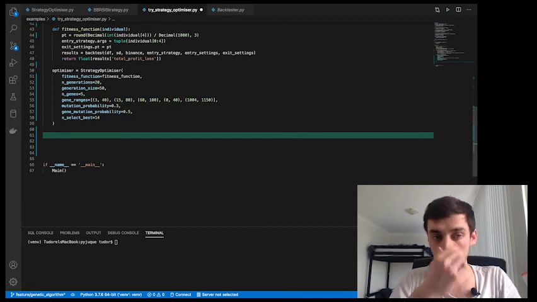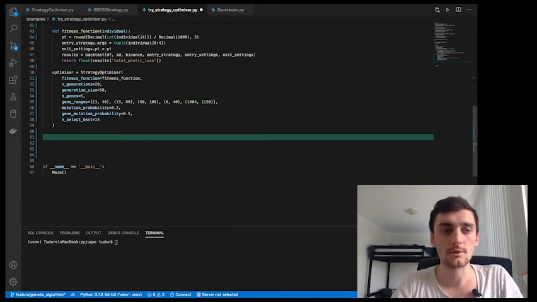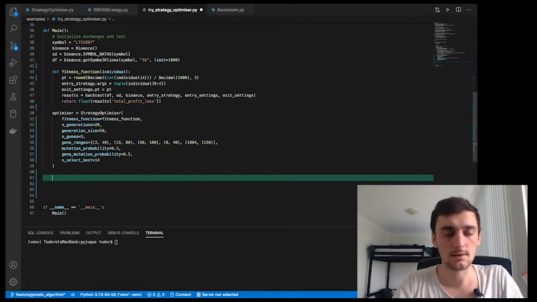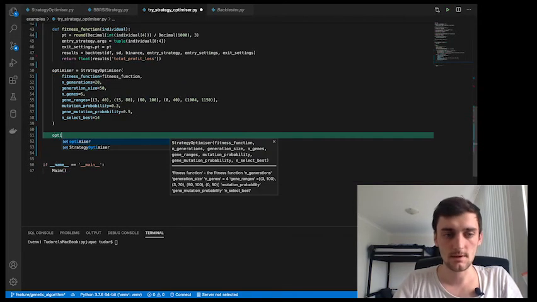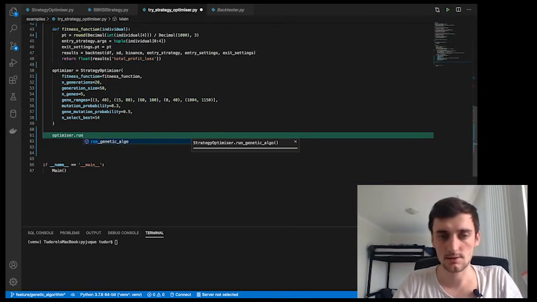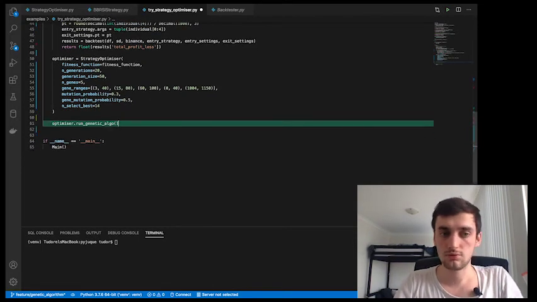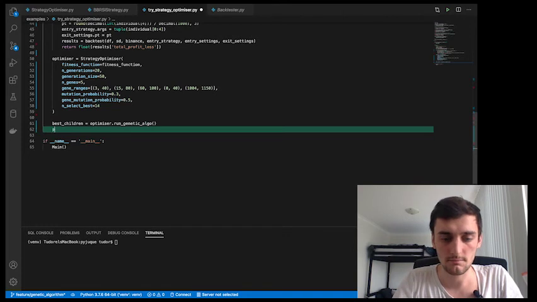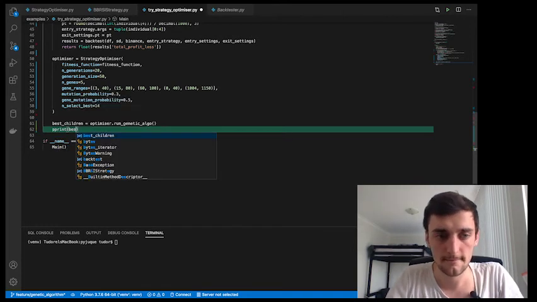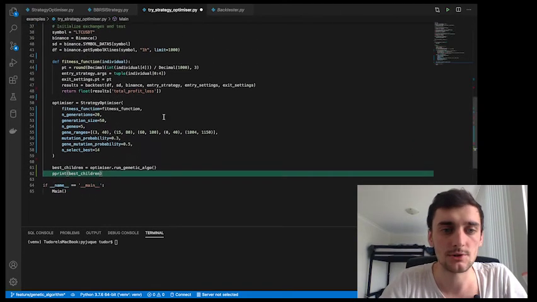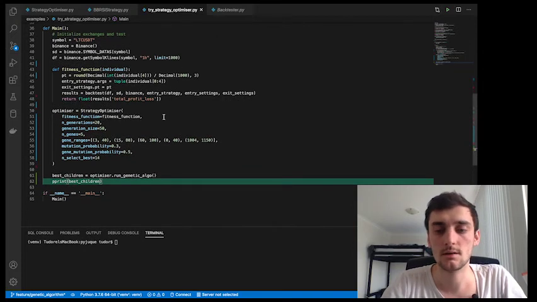Okay, cool. So now the only thing we're left to do is to run optimizer.run genetic algo. This is going to return the best children, and we're going to print the best children. Okay, cool. Let's run it.